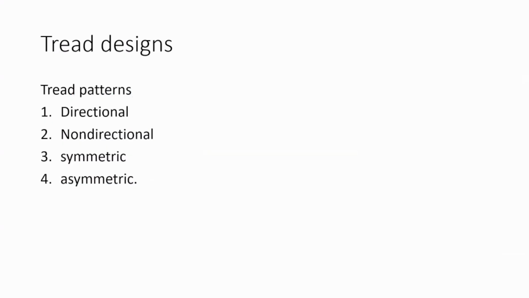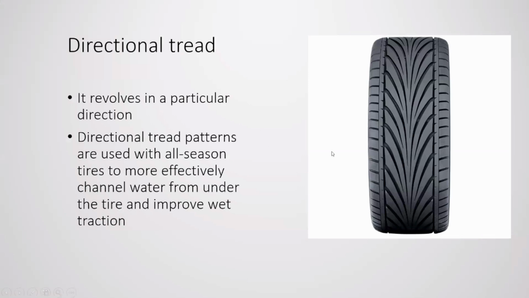So, when it comes to tread designs, in the standard tires, we have four main tread patterns here. The first one is directional, right? So here you can see the treads are manufactured or designed in a directional manner, so that we can say it revolves in a particular direction. Here you can clearly see the direction. This direction is important because it can drain out the water and mud effectively whenever we drive the vehicle in wet conditions, right?